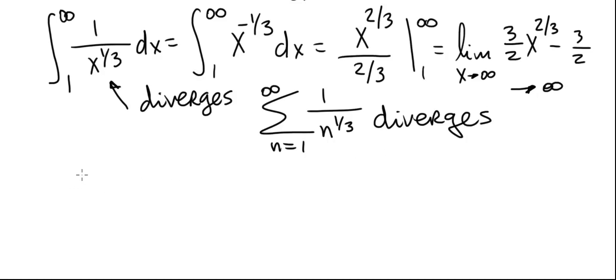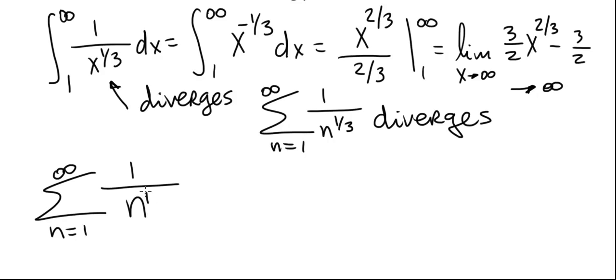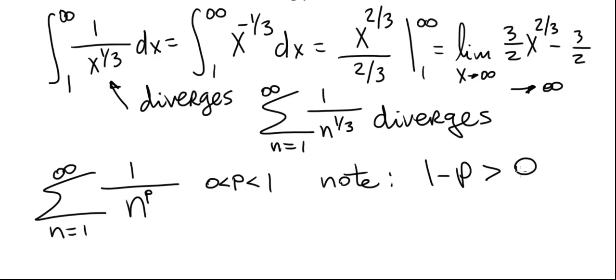So now let's turn our attention to any p series that looks like this: 1 divided by n to the p, where p is greater than 0, strictly less than 1. So we note, because of that, that 1 minus p is positive. If p is less than 1, then subtracting p from 1 will be a positive number. Now let f of x equal 1 divided by x to the power p. This function satisfies all 4 conditions, just like 1 divided by x to the 1/3 power did.